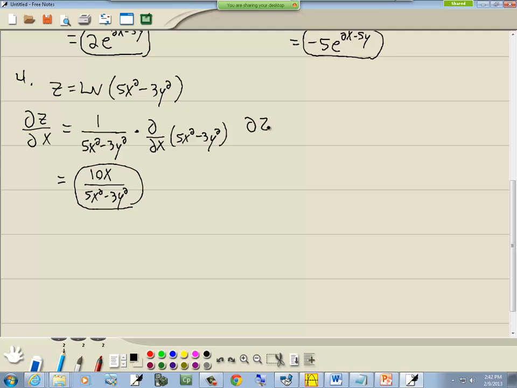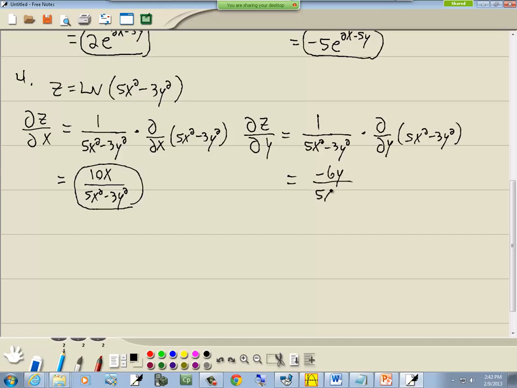Now the partial of z with respect to y. Well, again, the derivative of natural log of something is always 1 over whatever's inside the parentheses times the partial derivative with respect to y of what's inside the parentheses. Well, 5x squared is treated as a constant, so it drops away. The derivative of negative 3y squared is negative 6y. So we're going to have negative 6y over 5x squared minus 3y squared.